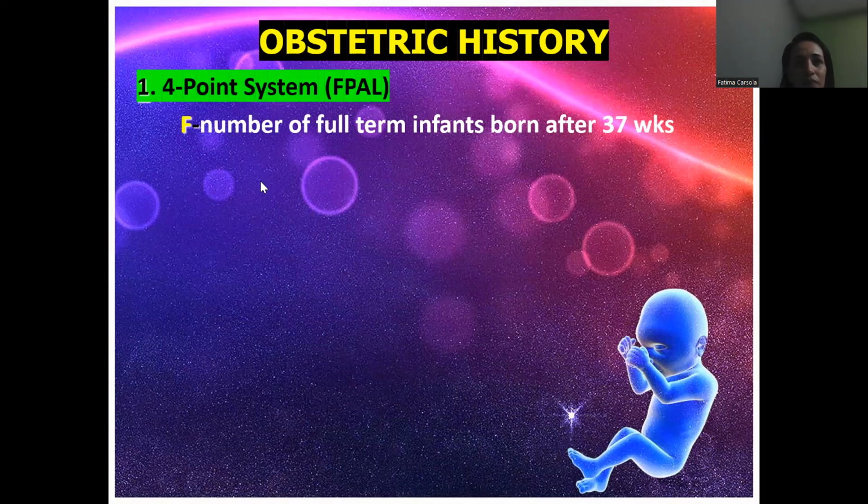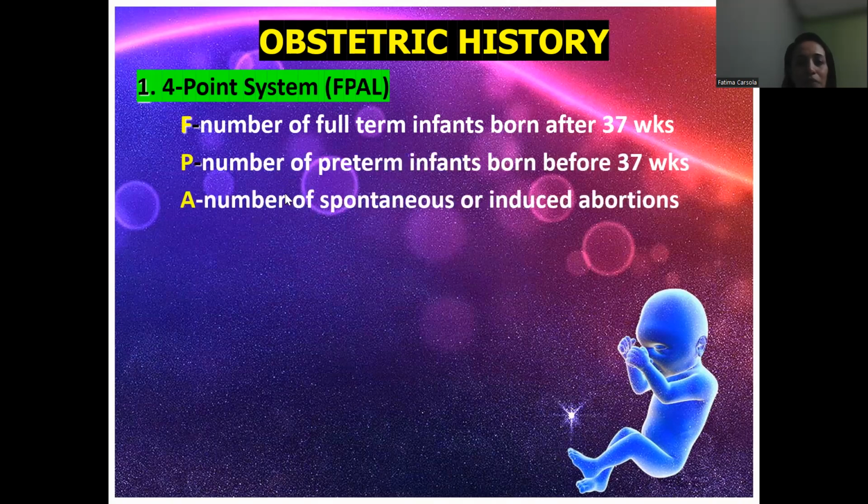Before it was letter T, but now it's letter F, for full term infants. We have letter P, the number of preterm infants before the 37 weeks. We consider an infant preterm if it's below the 37th week of pregnancy. And we have here A, the number of spontaneous or induced abortions. Again, abortion is a termination of pregnancy before the age of viability, before the baby will have the ability to survive outside the womb of the mother.